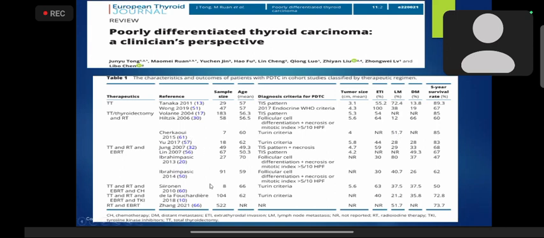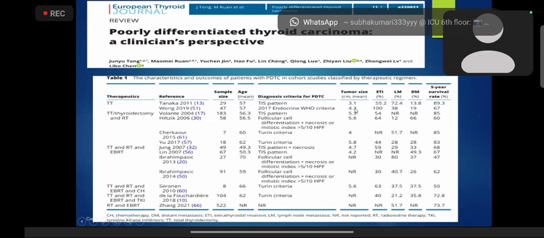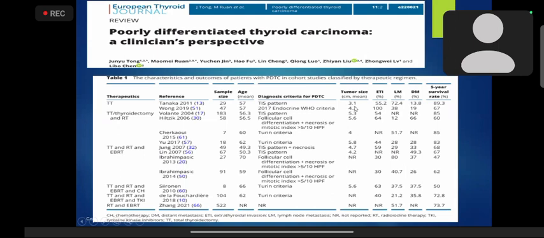And among them, the treatment they used was total thyroidectomy, RT, and EBRT. Chemo they used in only one study, only 8 patients, and in this Zang 2021 study they took 522 patients. They used RT plus EBRT for their patients. So 5-year survival rate is higher if tumor size is less, that is 3.51 in this study we can see.